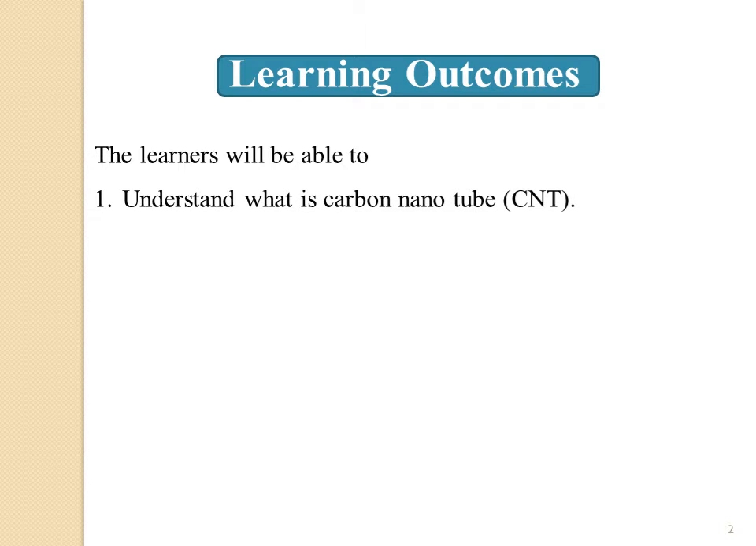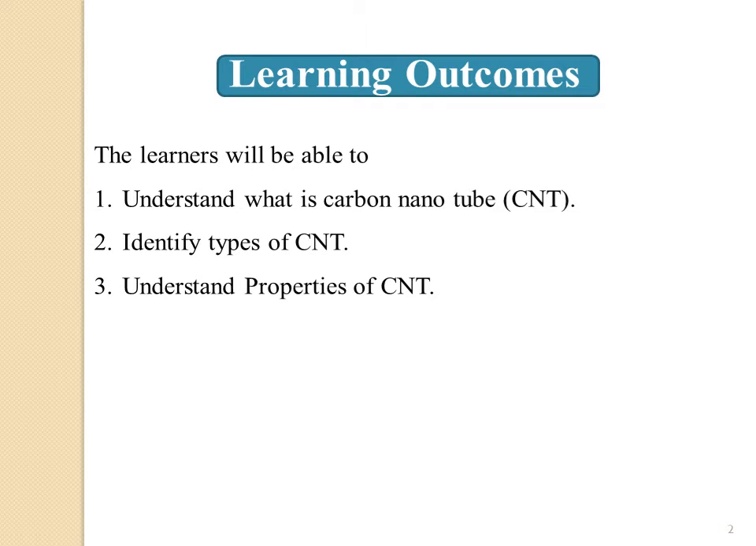In this topic, these are the following learning outcomes that can be achieved. First, the learner will be able to understand what a carbon nanotube is. Second, the learner will be able to identify the types of carbon nanotubes. Third, the learner will be able to understand the properties of carbon nanotubes. And fourth, the learner will be able to understand some applications of carbon nanotubes. Now, let us begin with our topic.